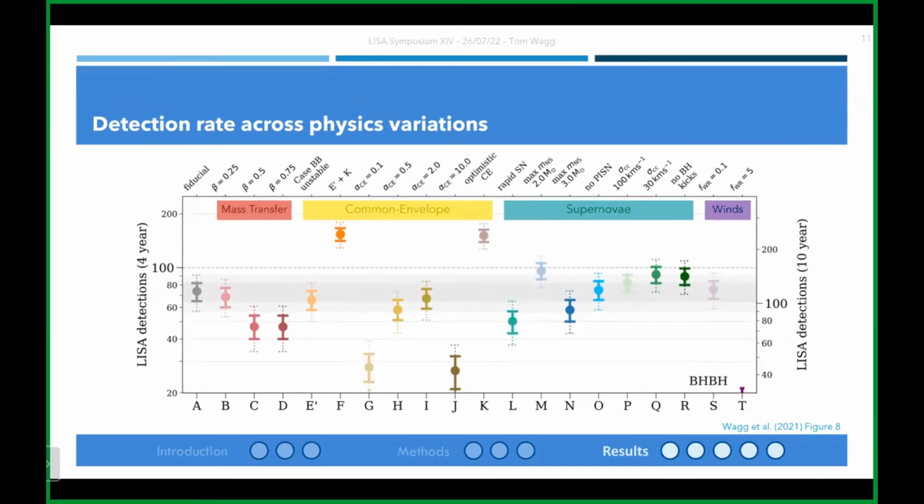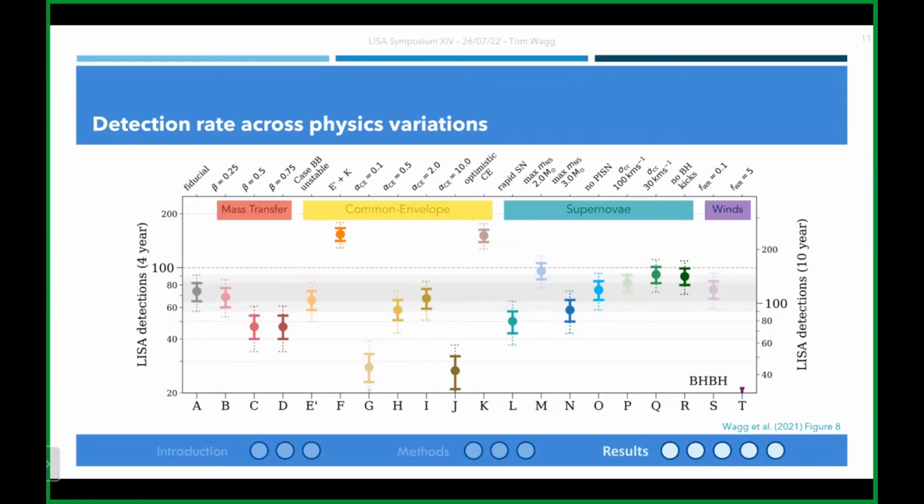On the y-axis, on the left, you've got the detections in a 4-year mission. On the right, you've got the detections in a 10-year mission. And the gray highlighted region is showing you the fiducial model with its 1 and 2 sigma errors. You can see that across different assumptions, you're changing by orders of magnitude. So I want to highlight to everyone, it's super important when we make predictions for LISA that we make it clear what physics assumptions we're using in any population synthesis. Because if you don't, it's going to be very difficult to compare between different papers.